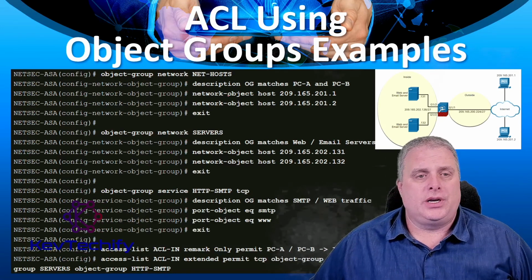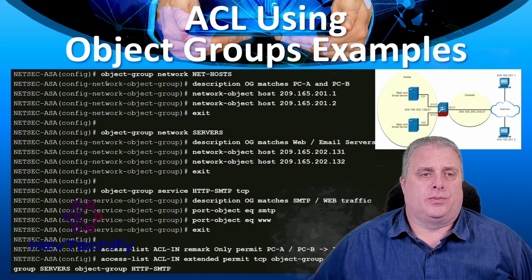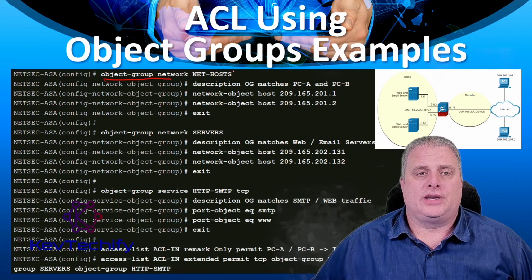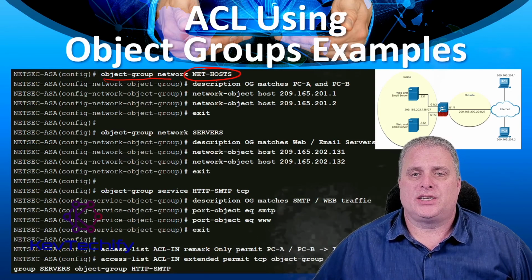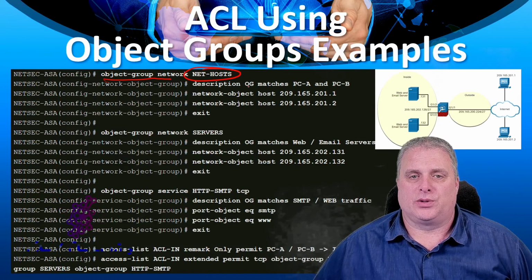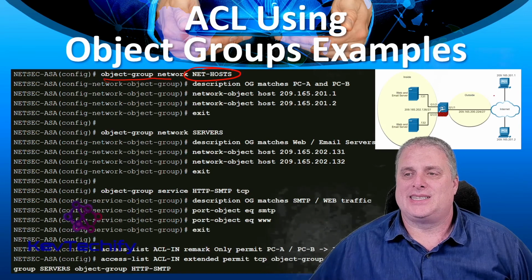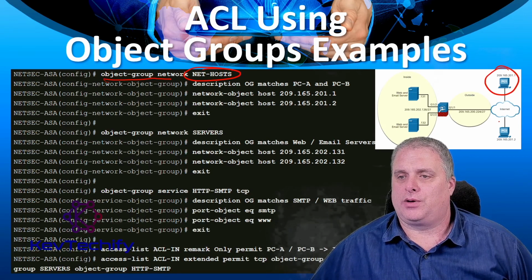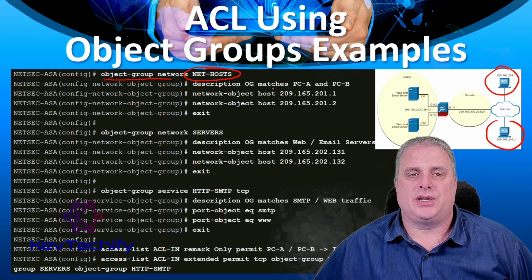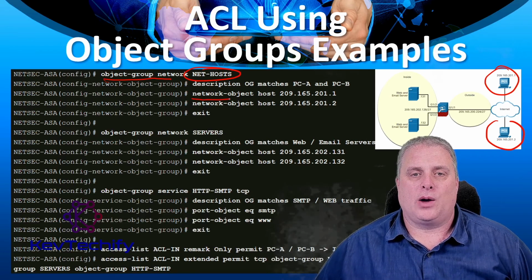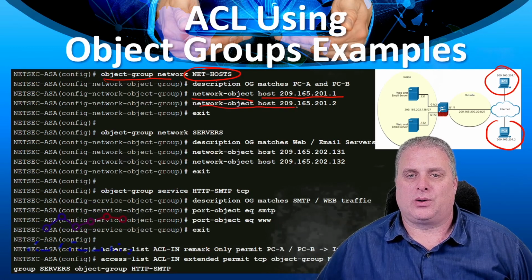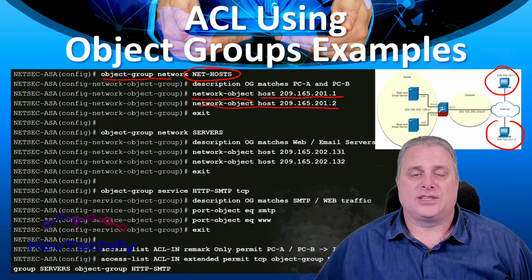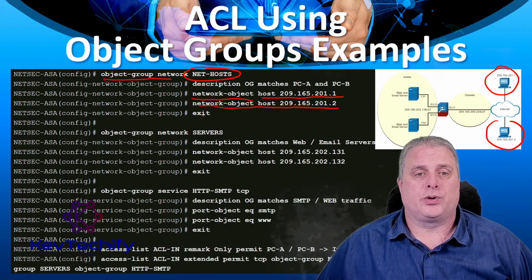First thing we're going to do here is create an object group. Object group network, and we'll call it nethost. And the description here is the OG matches PCA and PCB. So we're identifying two PCs. And once again, that's from our network right here, PC1. Those are our trusted PCs. So we create a network object inside of our group for the host of PCA, and then a network object host for PCB. That's all we need in this object group. So go ahead and type exit.